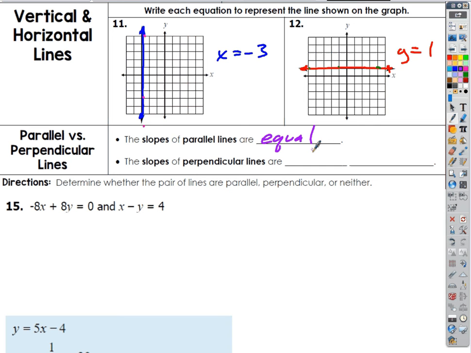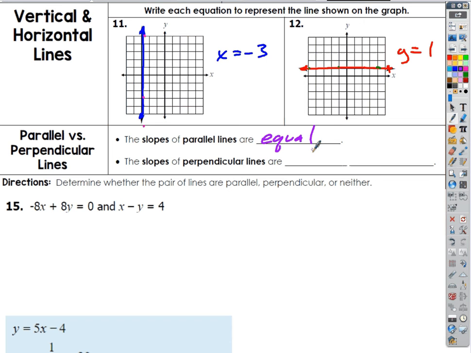Let's say this is my original line. And what does perpendicular mean, by the way? I should have probably refreshed our memories on that. They meet at what kinds of angles? 90 degrees, right angles. So if this is my original line, positive or negative slope? Positive. If I take a perpendicular line, what's the sign of the slope got to be? It's got to be negative.